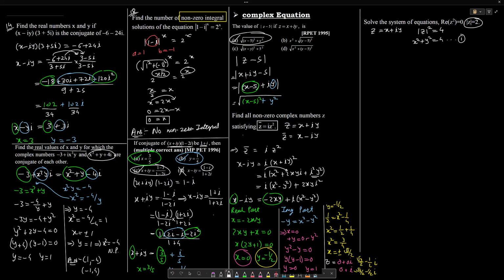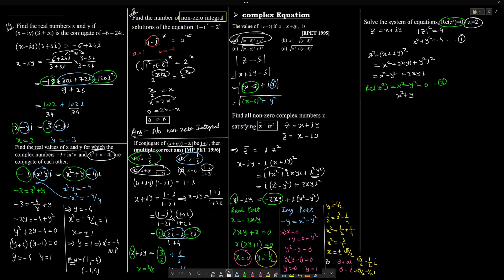Now we need z square. No problem, we can find out z square. It is simply (x plus iy) the whole square. Open the bracket, we'll get x square plus 2xyi plus y square i square. Or we can say x square minus y square plus 2xyi. So here, real part of z square is x square minus y square, and that is equal to 0 as per given data. So this will become your second equation. Now we just have to solve these two equations.